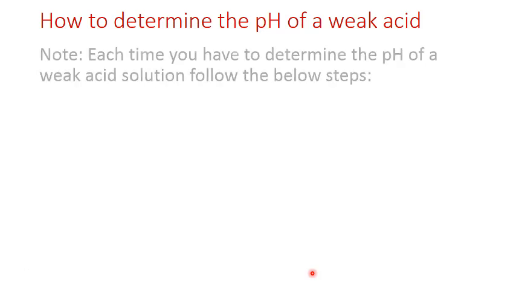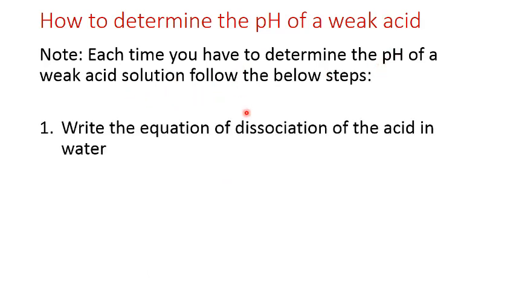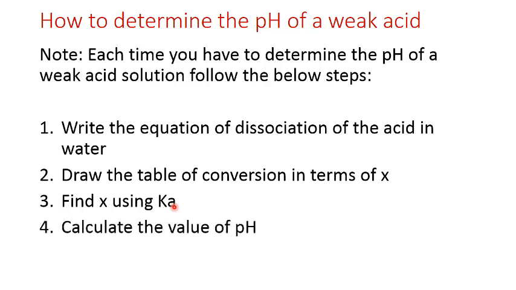Now, keep in mind that each time you have to determine the pH of a weak acid solution, you have to follow the below steps. First, start by writing the equation of dissociation of the acid in water. Second, draw the table of conversion in terms of X. Third, find X using Ka or pKa, it's the same. And finally, calculate the pH applying the formula pH equals minus log H+.